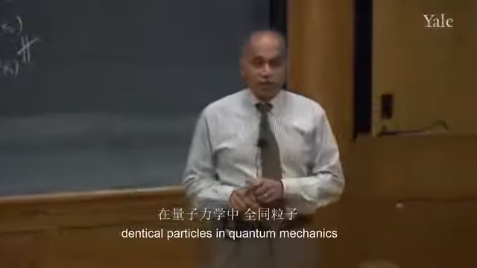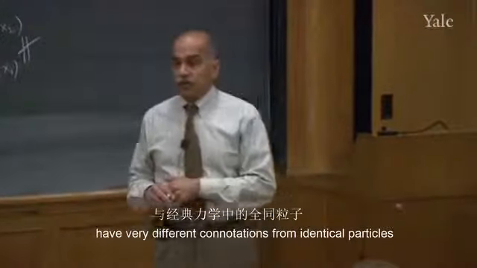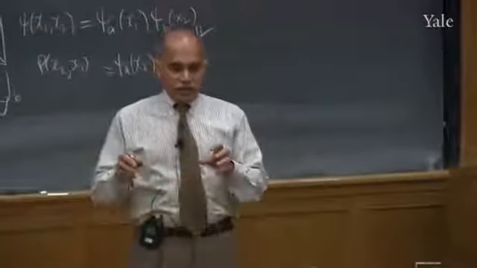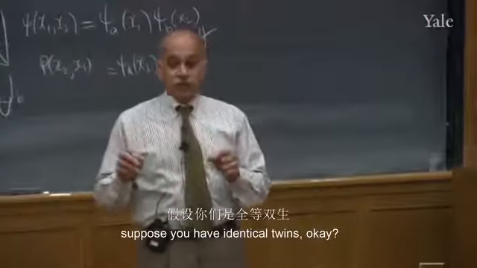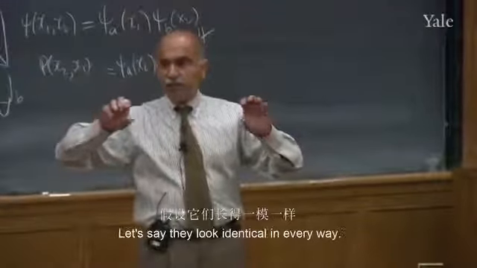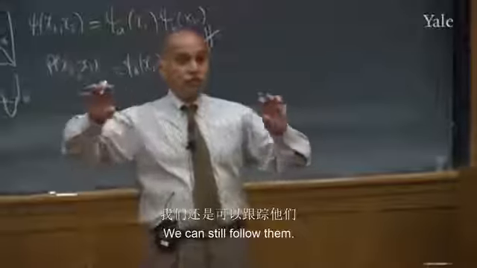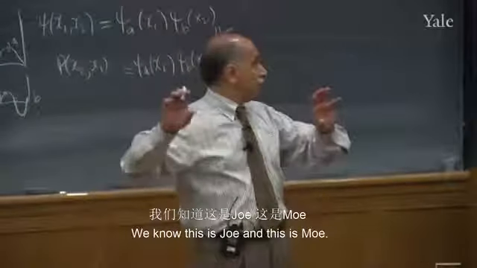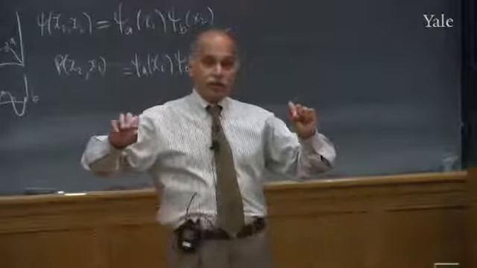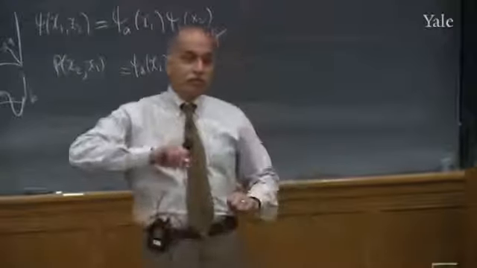Identical particles in quantum mechanics have very different connotations from identical particles in classical mechanics. In classical mechanics, suppose you have identical twins. They're born and then they're separated, they're moving around. Let's say they look identical in every way. We can still follow them. We know this is Joe and this is Mo. We can follow the two characters, no matter how identical they are, because we can keep track of them continuously.